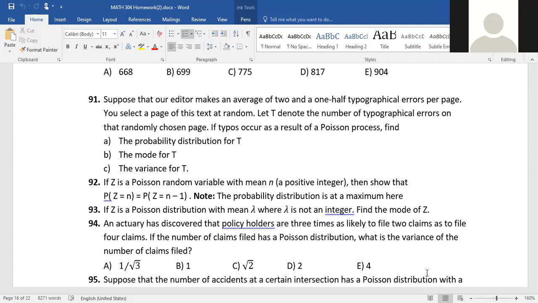Some of these problems are the type of actual problems for those who are preparing for the actuarial exams.